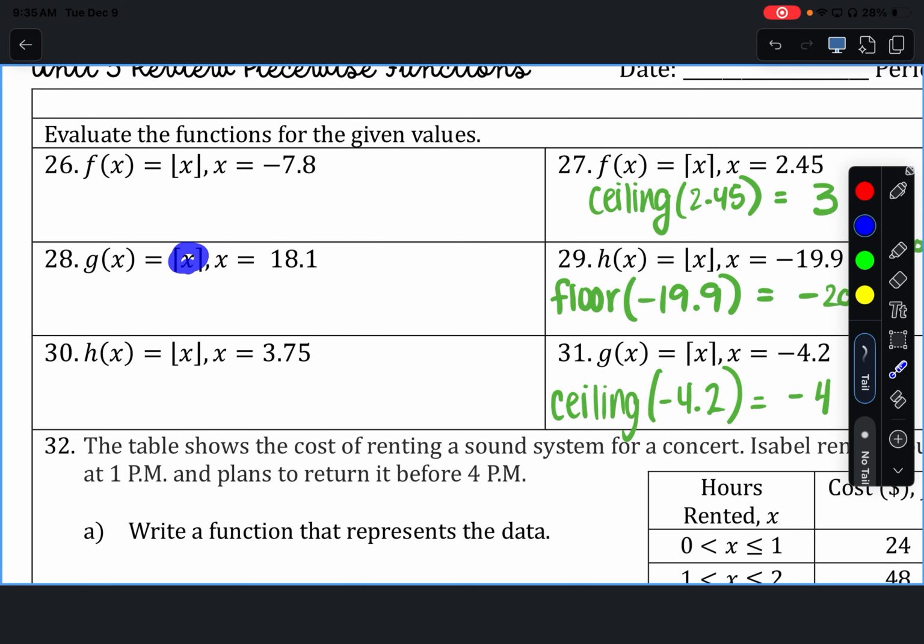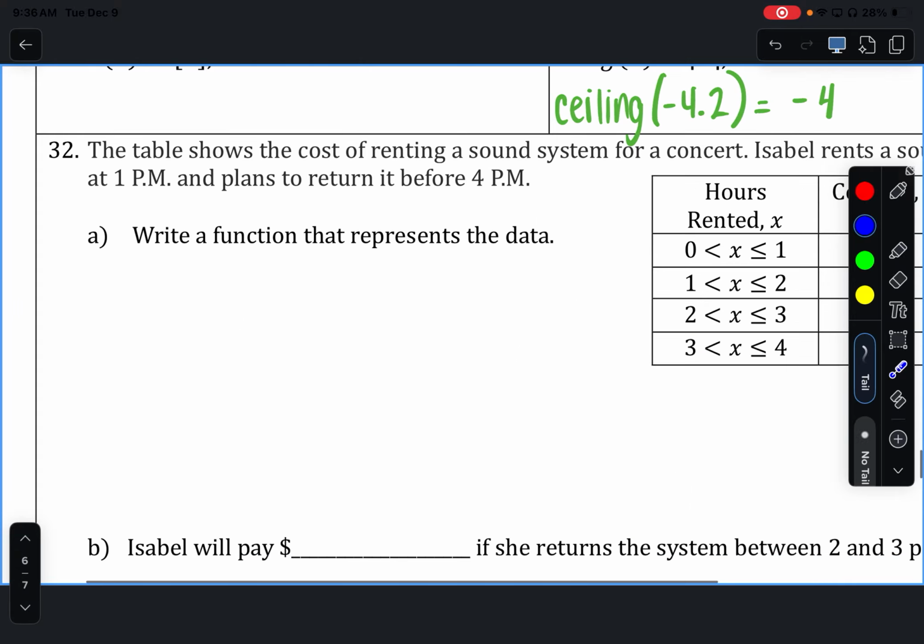Here we have the ceiling or floor function? Ceiling. We have 18.1, so it needs to go to 19. Here for 30, do we have the ceiling or floor function? What's the floor of 3.75? 3. Because it goes to the number immediately below it. Okay. Now, for 32, we're going to talk about how to set this up.